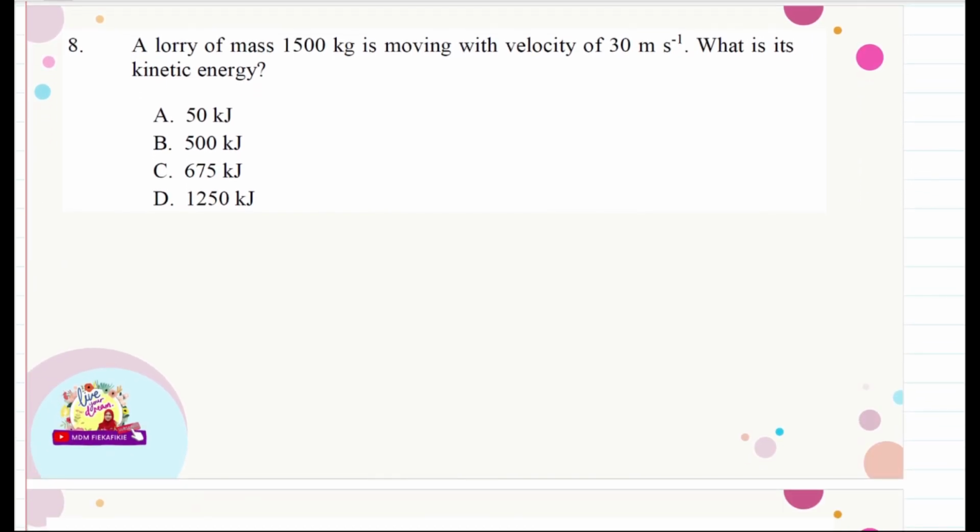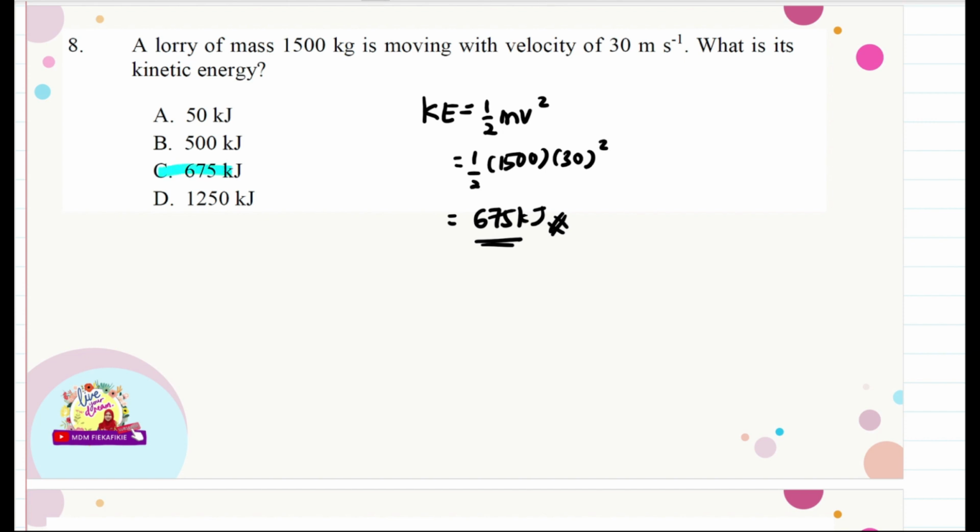Alright, so for question number 8. A lorry of mass 1500 kg is moving with velocity of 30 meter per second. What is its kinetic energy? This is very easy. What is the kinetic energy formula? Half mv squared. Okay, just substitute the values. The object has mass and velocity, so it must have kinetic energy. Okay, so the answer is 675 kilojoule. This is very simple.